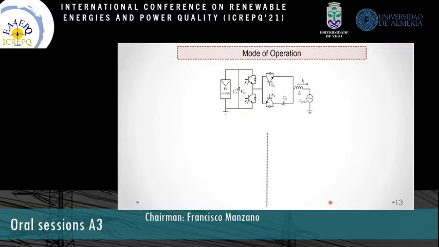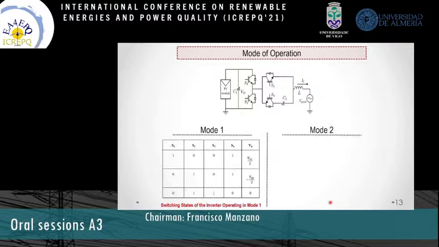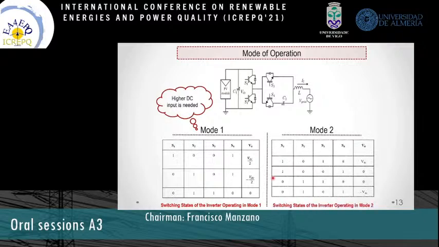This three-level inverter topology can work in two modes, 1 and 2. In mode 1, C2 is charged to half of the value of the DC input voltage. This leads to a three-level output: VDC over 2, minus VDC over 2, and 0. However, in this mode, the inverter acts as a half-bridge inverter, so it requires an input DC voltage which is double that across C2. In mode 2, C2 is charged to the same value of the input DC voltage, leading to a three-level output: VDC, 0, and minus VDC.